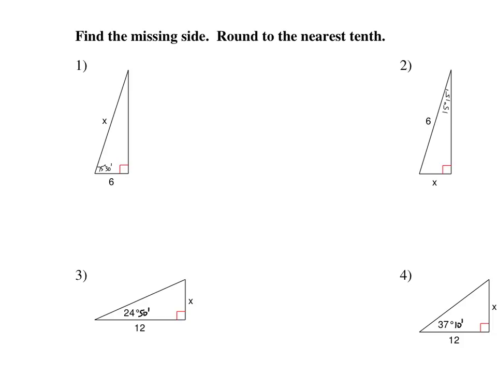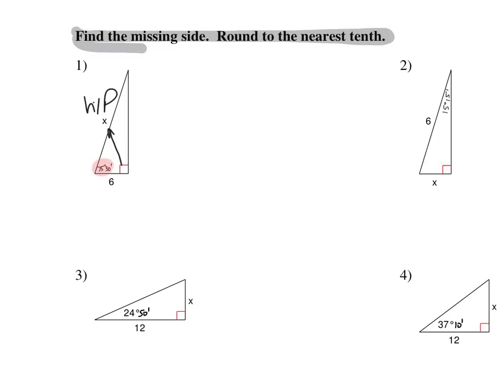Problem 1, here we're finding missing sides of triangles, and anytime we're trying to find a missing side, we're always going to round to the nearest tenth. So step 1 is to label the picture. So I go opposite the right angle, label the hypotenuse.